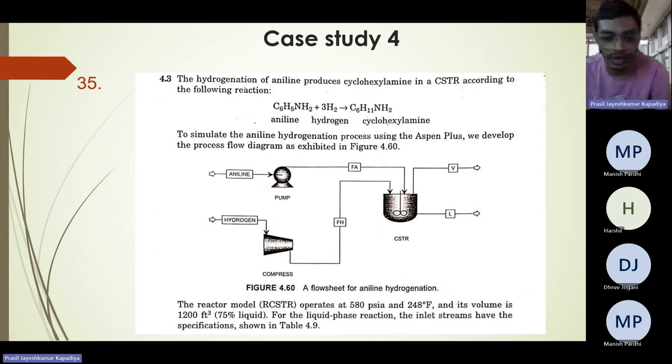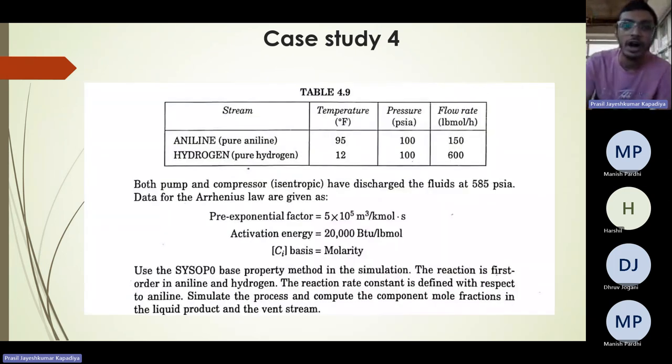Specifications: the reactor model RCSTR operates at 580 PSIA and 248 Fahrenheit, and its volume is 1200 feet cube. It is a liquid phase reaction. For the liquid phase reaction, the inlet streams have the specifications as shown in table 4.9. The specifications are given: one stream of pure aniline, with temperature, pressure and flow rates given, and hydrogen, for which temperature, pressure and flow rates are also given.